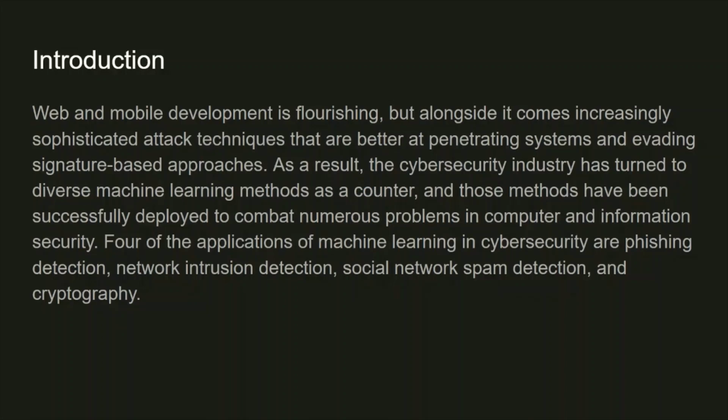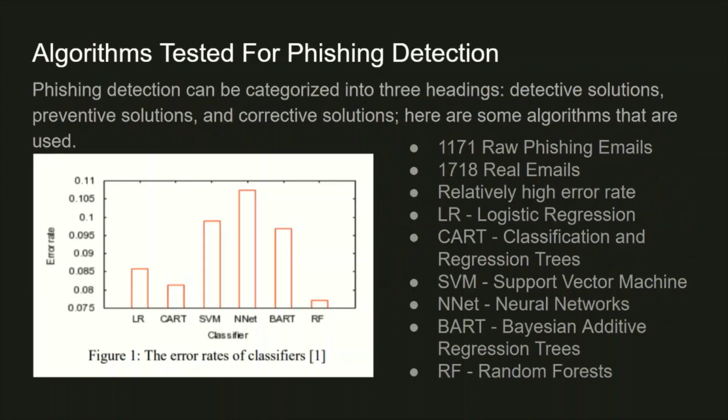Some of the applications of machine learning in cybersecurity that we'll be talking about today are phishing detection, network intrusion detection, social network spam detection, along with cryptography. Okay, so what is phishing detection? Phishing detection is like when scammers try to impersonate someone or something to steal your personal information. So, for example, when a scammer pretends to be Amazon and sends you a link saying, here's a free $100 Amazon gift card. And they use 6 different models and analyze the error rates of those models.